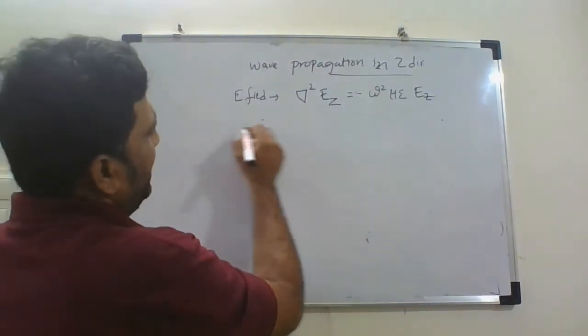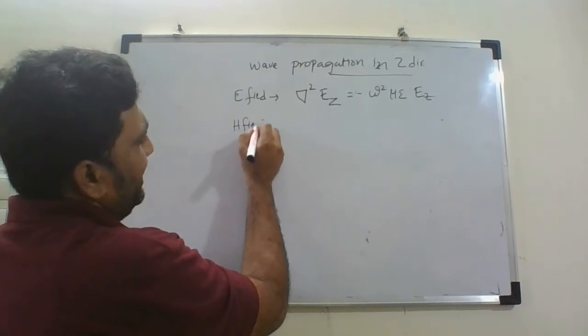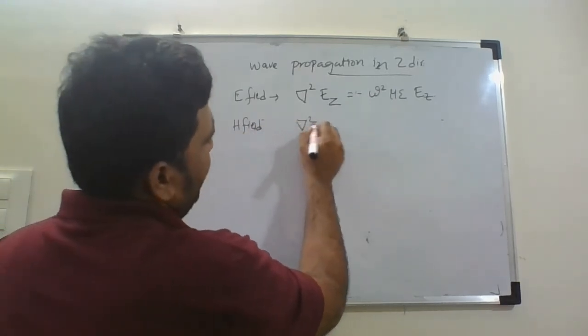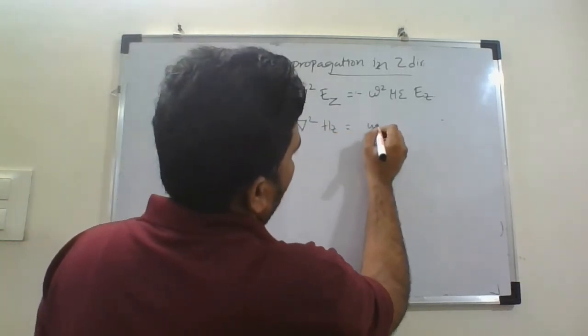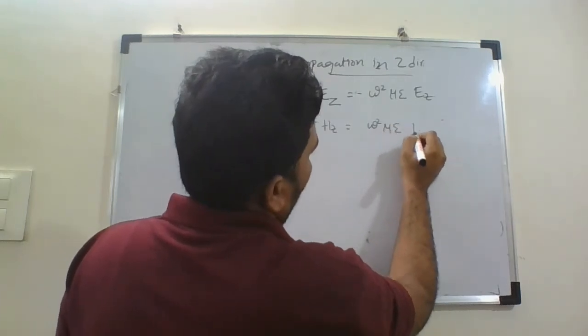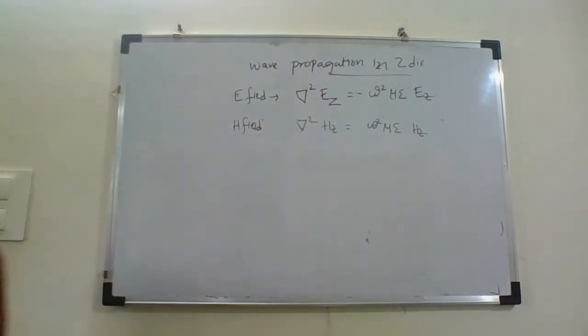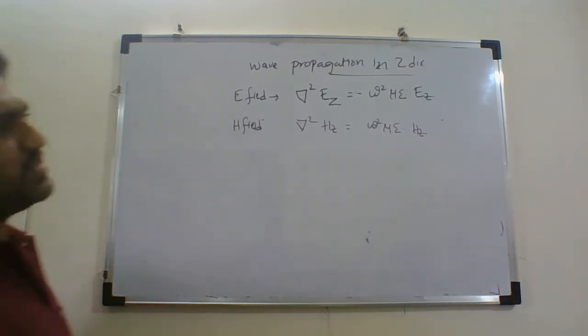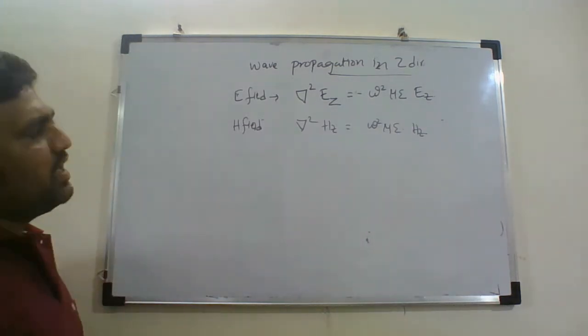Similarly, for the H field, the magnetic field, we get the equation del square Hz is equal to minus omega square mu epsilon Hz. These are the two equations which are called the Helmholtz equations or the wave equations. From these equations we can calculate the expressions for Ez and Hz. How? Let us see.